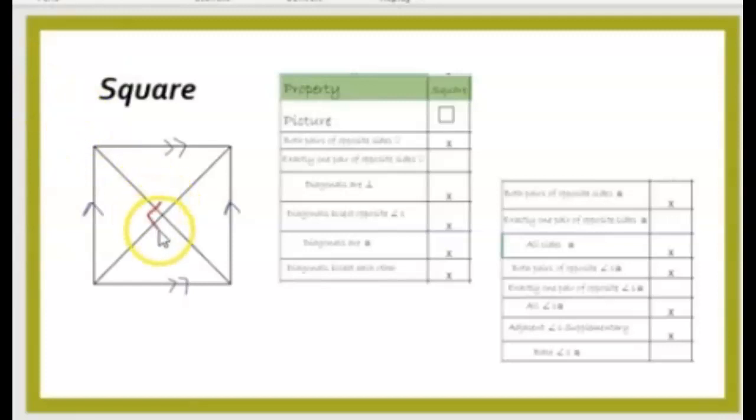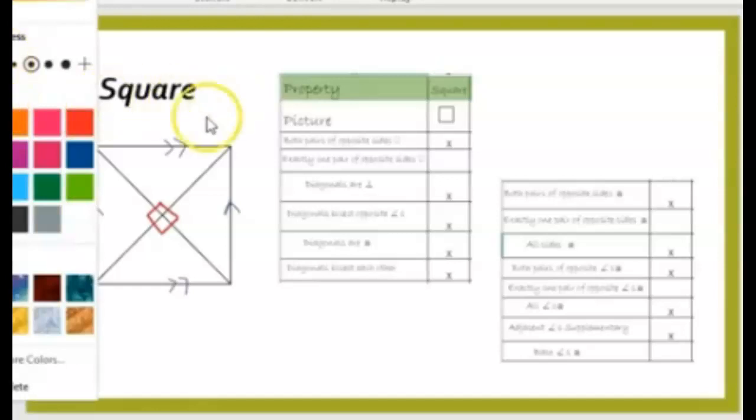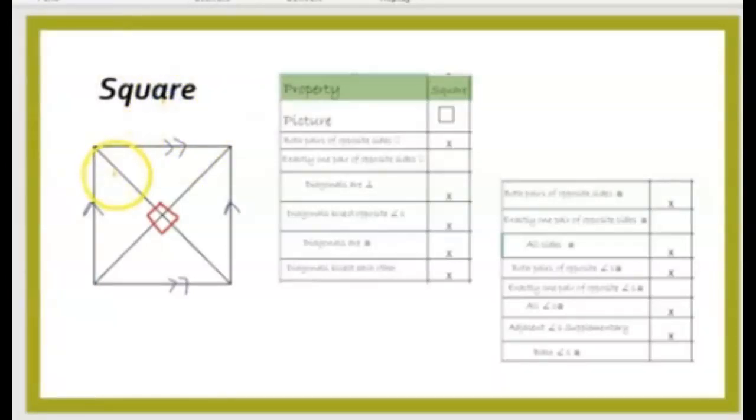The diagonals are perpendicular, which means that they form those right angles there. Here's a new one. The diagonals bisect the angles. So that means they bisect each other, but they also bisect the angle. So this is going to equal this. These two little angles are going to be equal. So not only do the diagonals bisect each other, so do the angles. We haven't seen that yet. Diagonals are also congruent. The whole thing is congruent to the other whole thing.